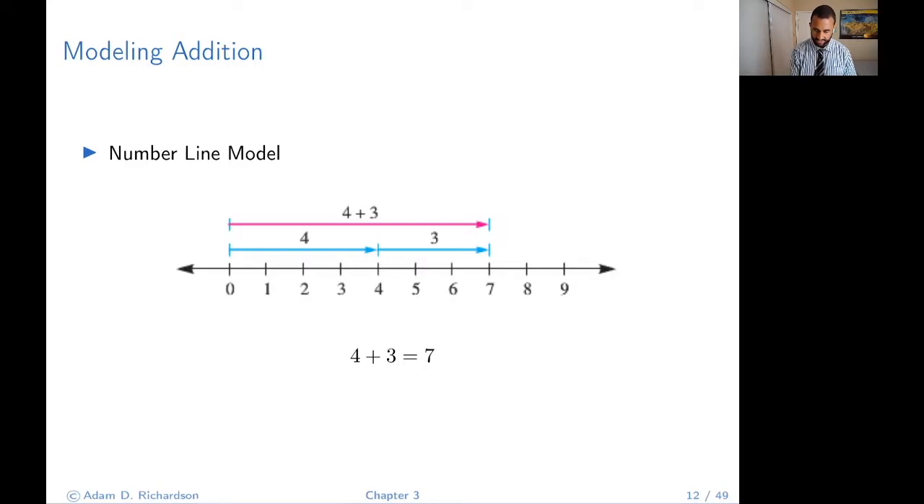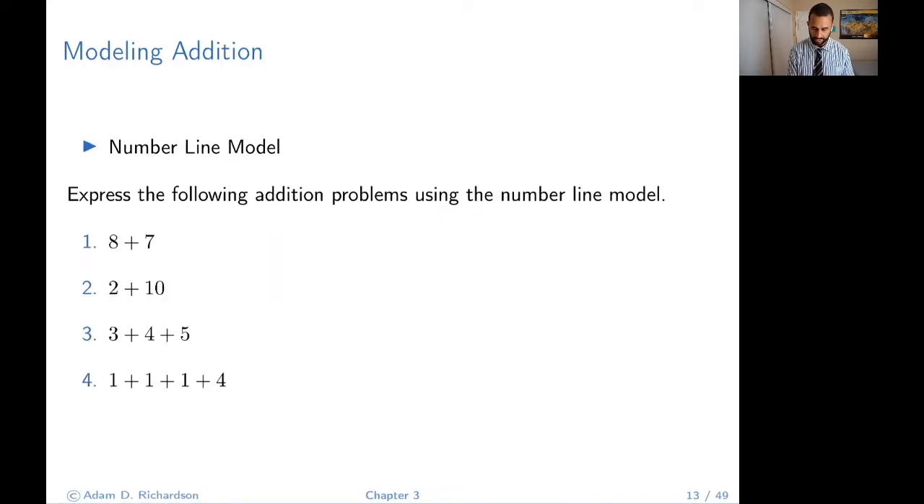You're gonna start at 0. That's what's going on right here. Start at 0, and then you're gonna add 4, and then you're gonna add 3, plus 4, plus 3, like that. And in doing so, you end up at 7. So that's how you would model addition on the number line. Okay, 4 plus 3 equals 7. Let's do a couple right here. I'm going to do, let's see, we'll do 8 plus 7 and 3 plus 4 plus 5 again.